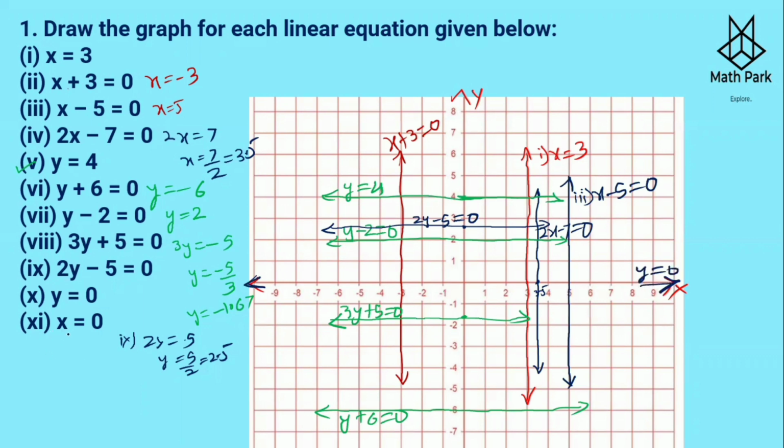And the last one, x is equal to 0, is the equation for the y-axis. So for the y-axis, the equation is x is equal to 0. Each point on this has the coordinate x is equal to 0. So this is how we have done the first one.